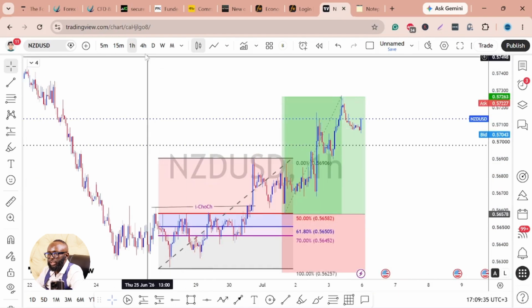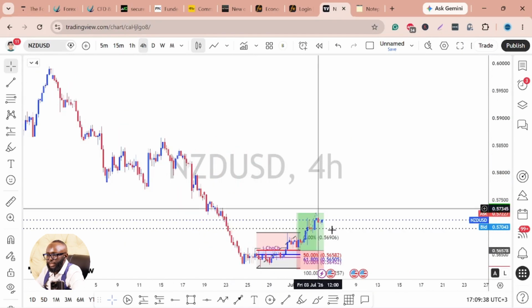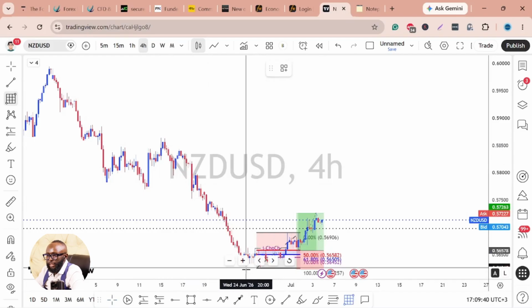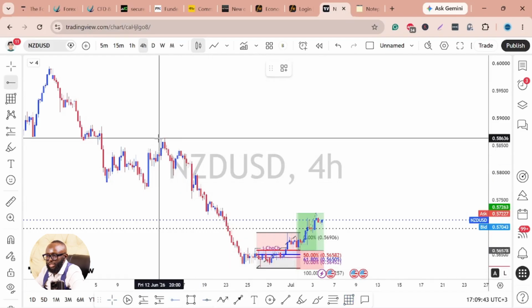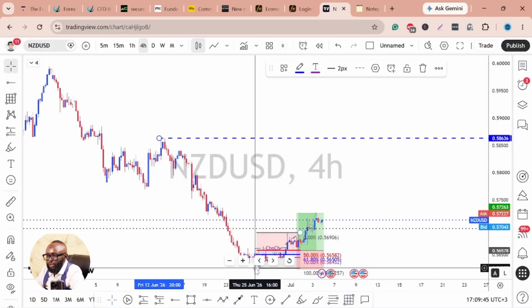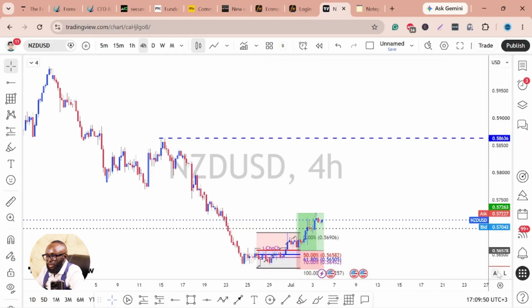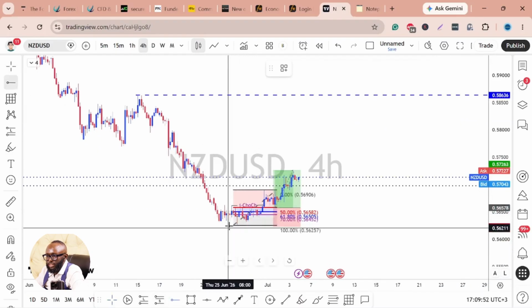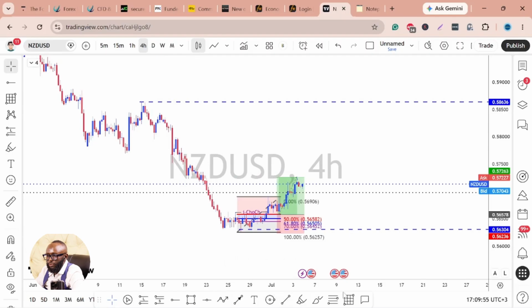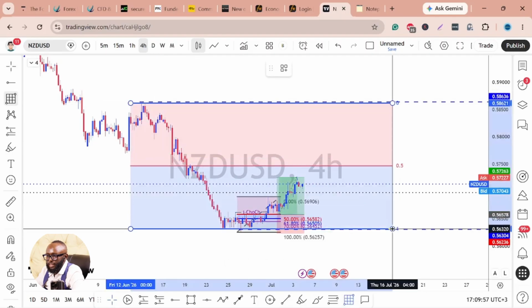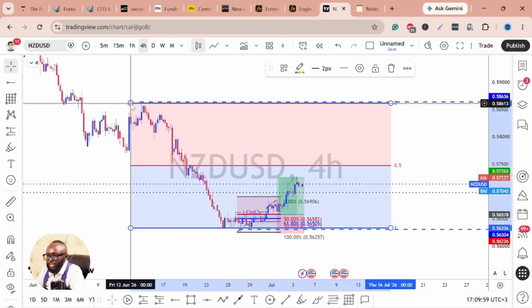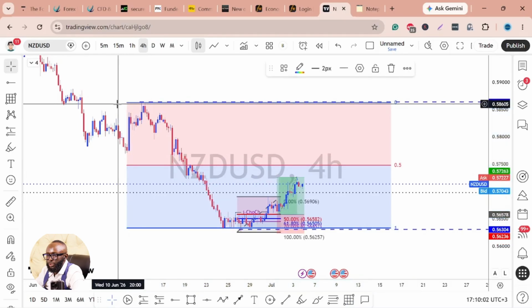Now, looking at the new week, I still expect NZUSD to push higher. Keep in mind that with this being our swing high and this being our swing low, we are still in a downtrend, at least for the long term. The long-term trend on NZUSD is bearish. So what I'm looking for is that the price at least needs to get to the 50% before we can make any decisions to go short.